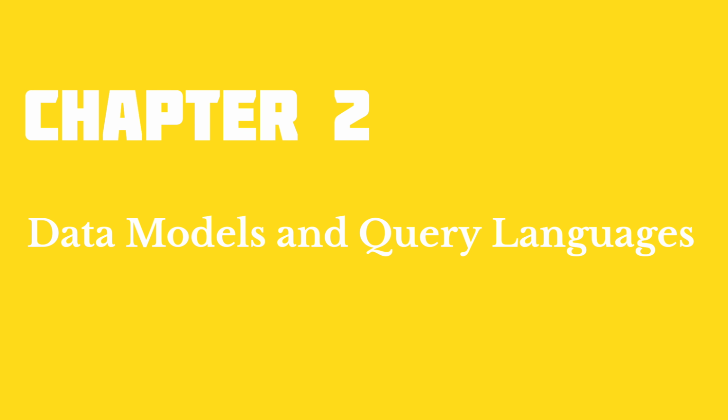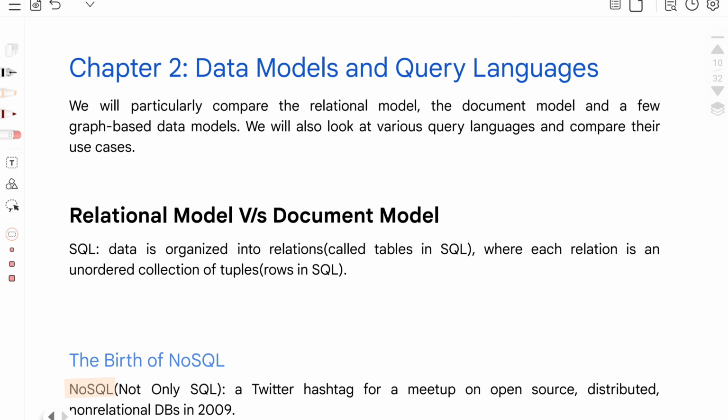Chapter 2, Data Models and Query Languages. In this chapter, we'll particularly compare the relational model, the document model, and a few graph-based data models. We will also look at various query languages and compare their use cases.